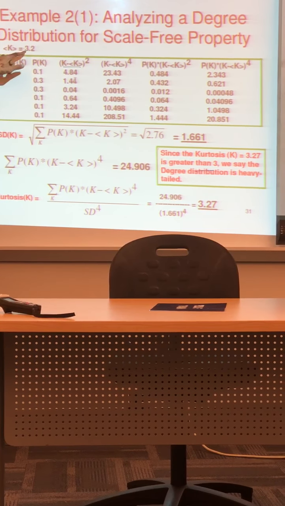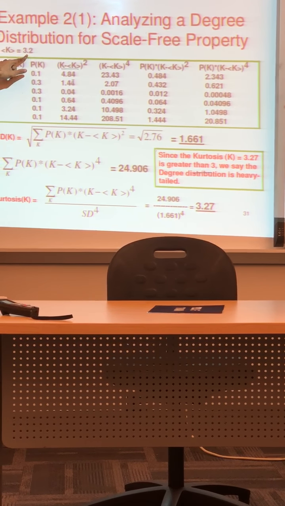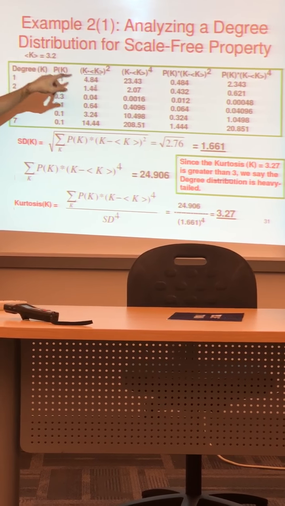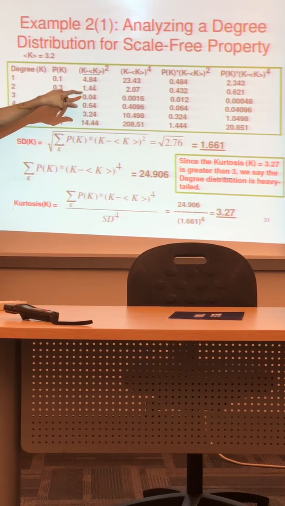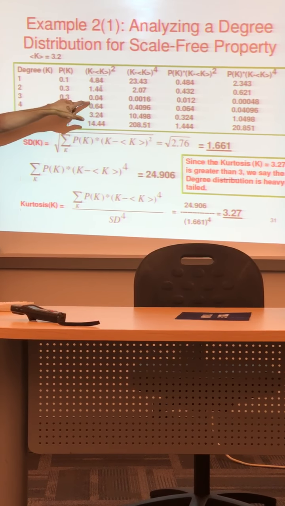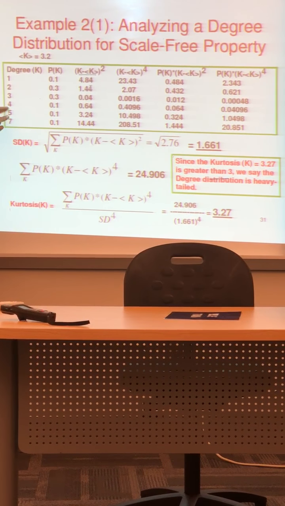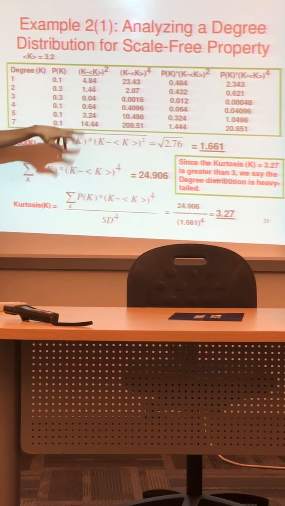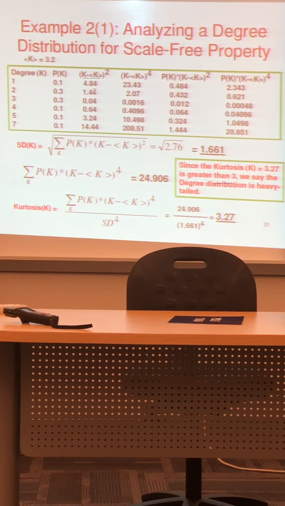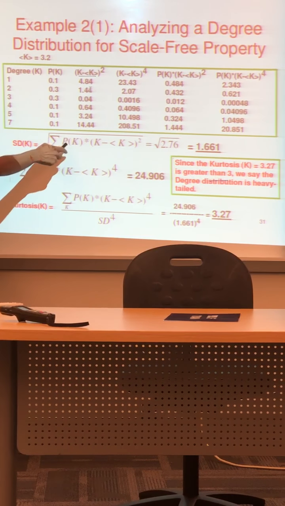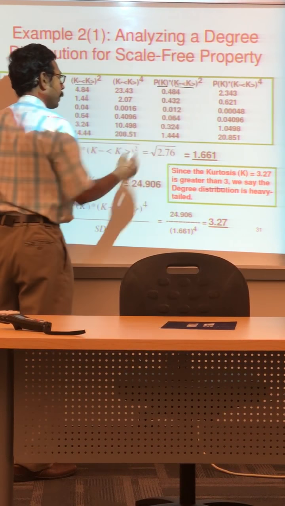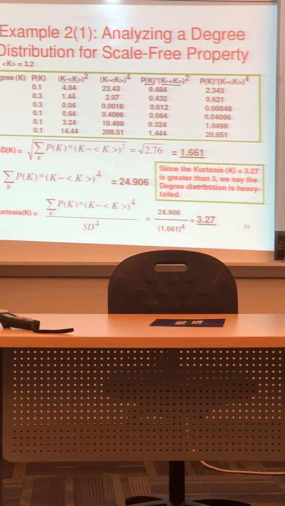So it's like 1 minus 3.2, which is negative 2.2, squared is 4.84. Then 2 minus 3.2, negative 1.2, squared is 1.44. Then 3 minus 3.2, negative 0.2, squared is 0.04. Then 4 minus 3.2, 0.8, squared is 0.64, and so on. So find all those squares. And then, according to this formula, you have to multiply with P of k. So multiply P of k with k minus the average squared.